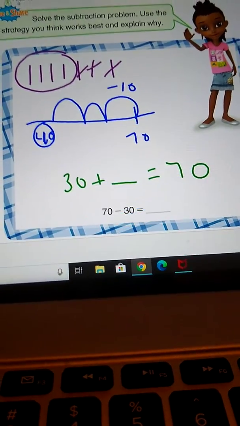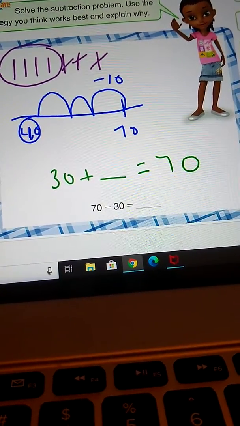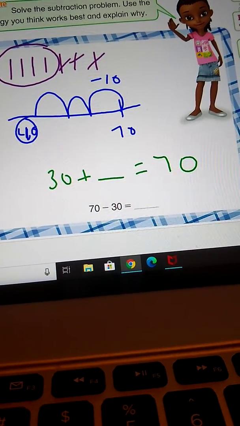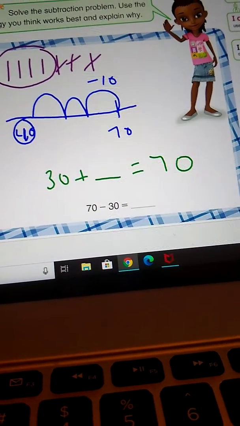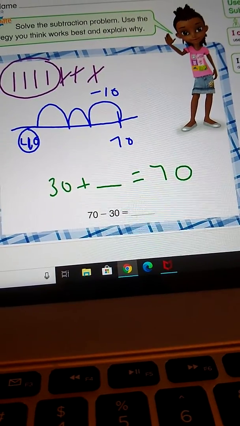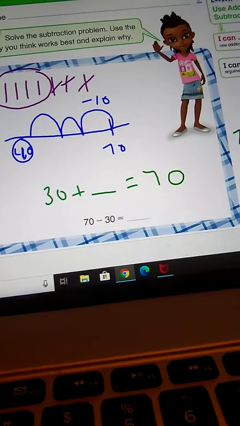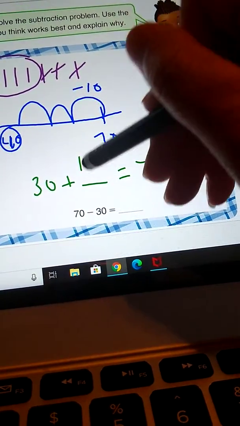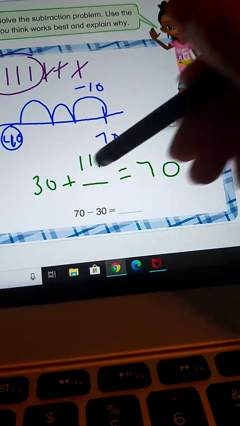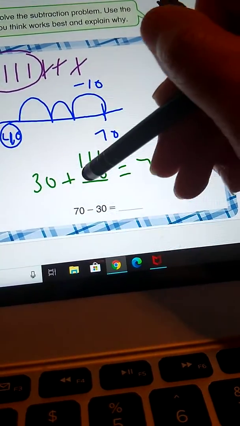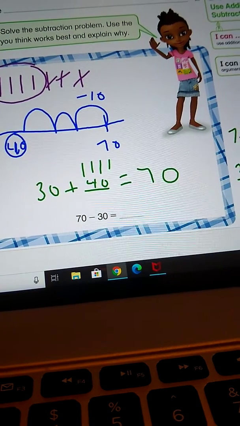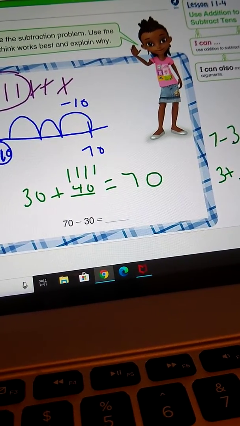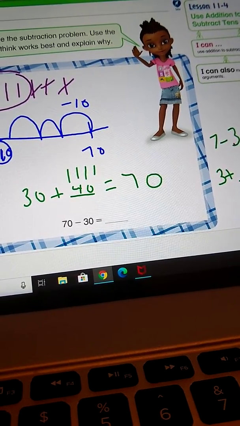There's a couple of ways to solve this, and we're going to talk about some of the ways on the inside, okay? The easiest way, I feel, for me, remember, everyone has their own favorite, is just counting on. So I would say 30, 40, 50, 60, 70. And my answer is 40. So that's one way, okay? Think about that while you're working. Let's go inside and talk about other strategies that you can use.